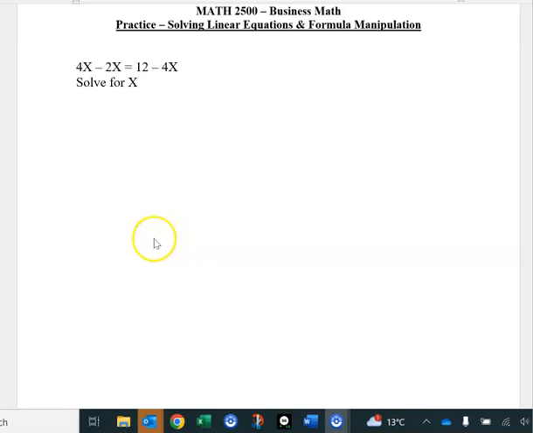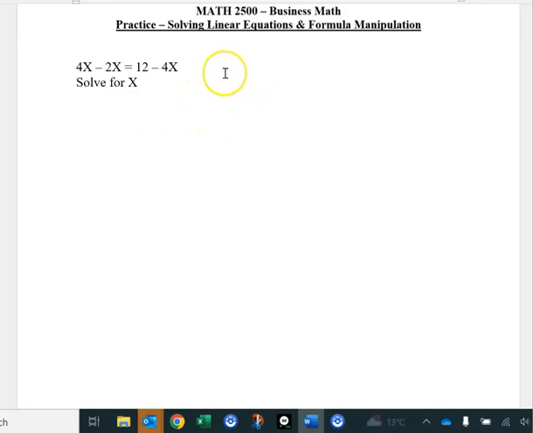Hi everyone. Okay, let's go over the practice questions that I gave you on formula manipulation and solving linear equations. I know it's been a while since you've done this, and I know it can be challenging for some, so let's go over it.